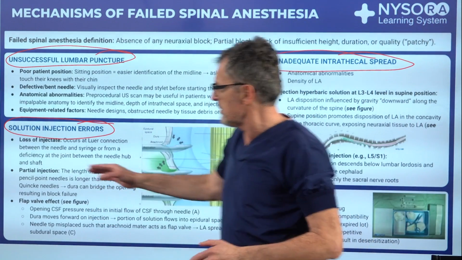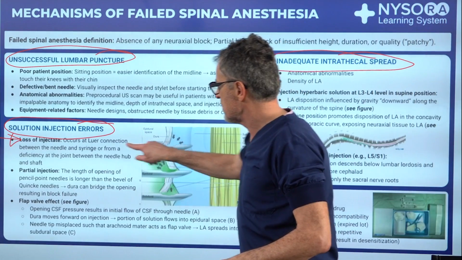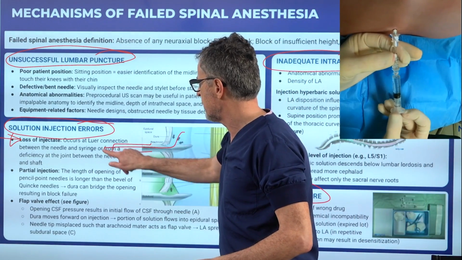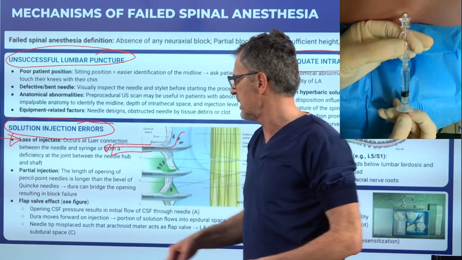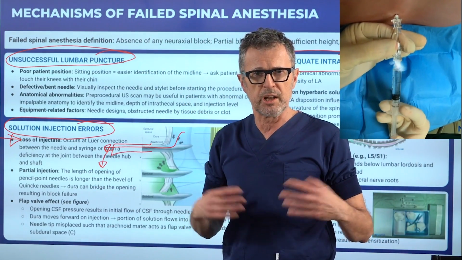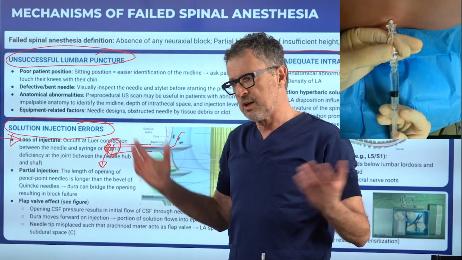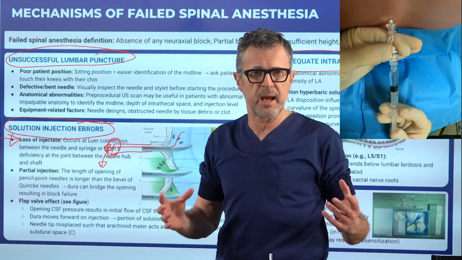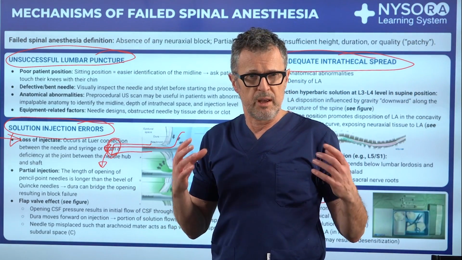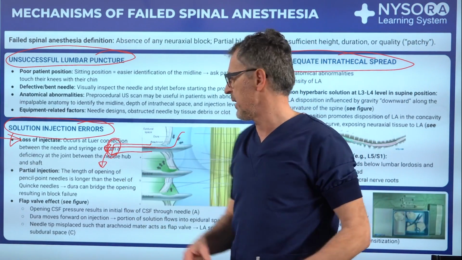So one of the most common ones is the loss of the injectate. In other words, as you connect your syringe to the spinal needle, once you get CSF on the other side of the spinal needle, oftentimes it happens that the local anesthetic solution leaks from the connection between the syringe and the needle. Clearly, this has to be made up, otherwise we will inject an insufficient drug amount or dose inside the intrathecal space, which will lead to the failure.